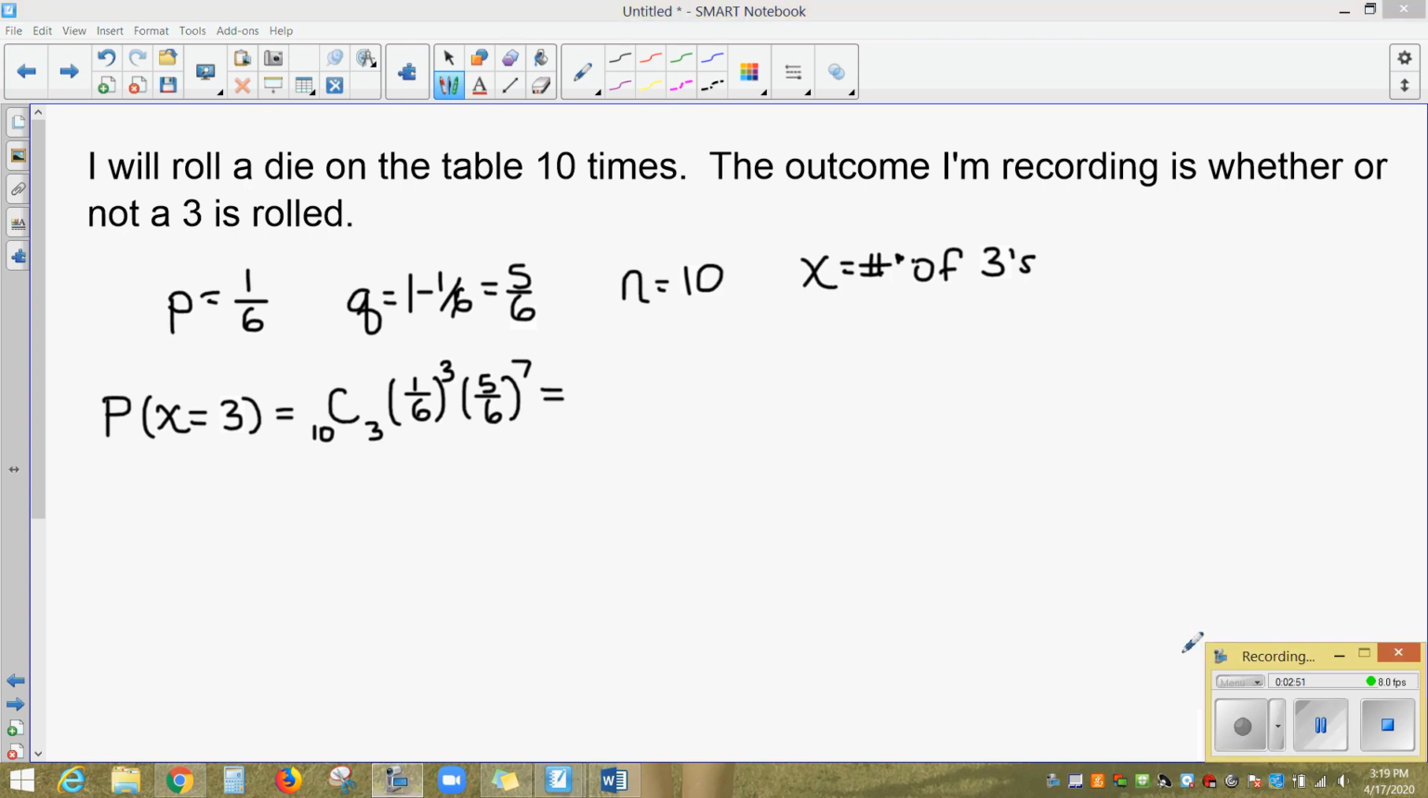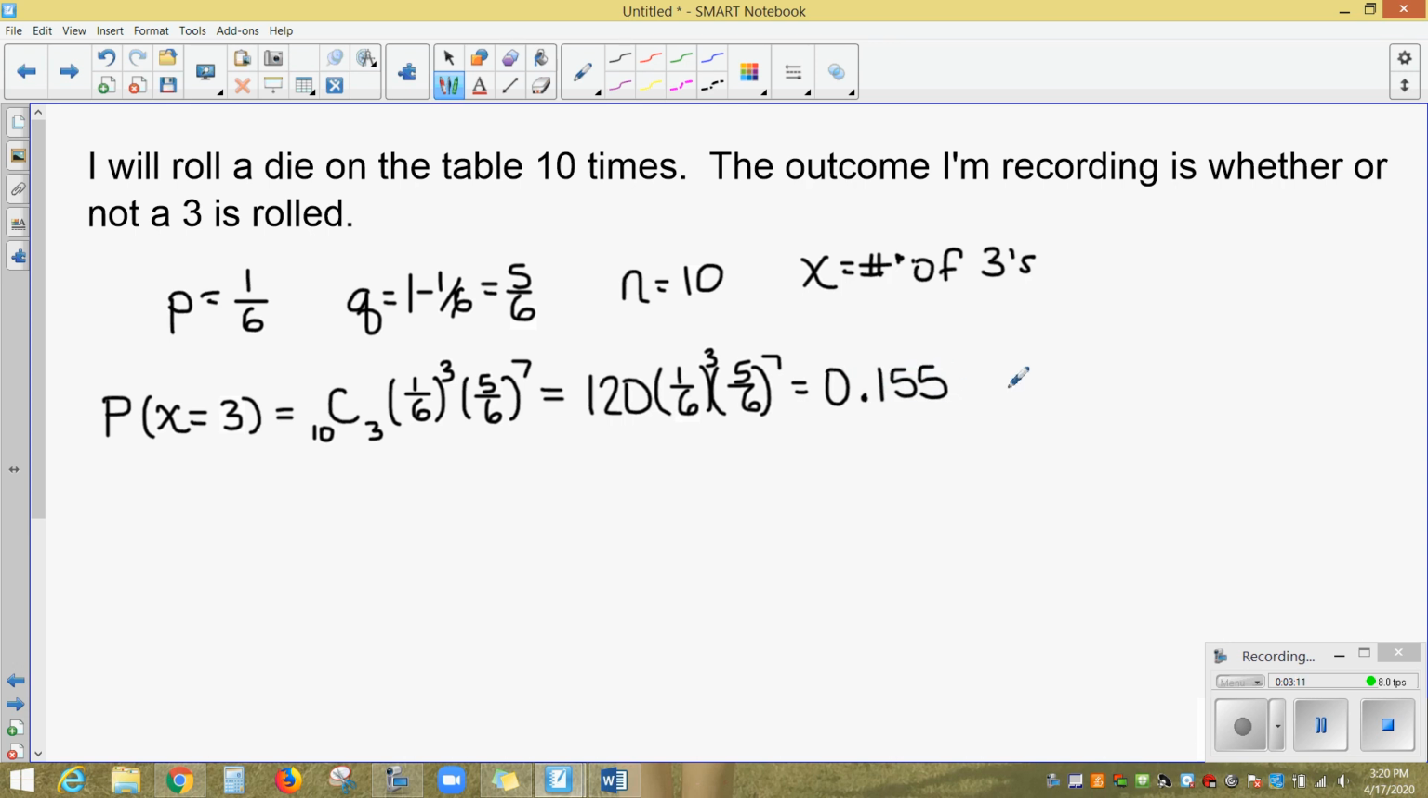So 10 choose 3 is 120, if you want to write it separately. I guess I'll be official. And if we multiply these together, we get 0.155. So about a 15% chance of that happening, that I'd roll 3 3s.